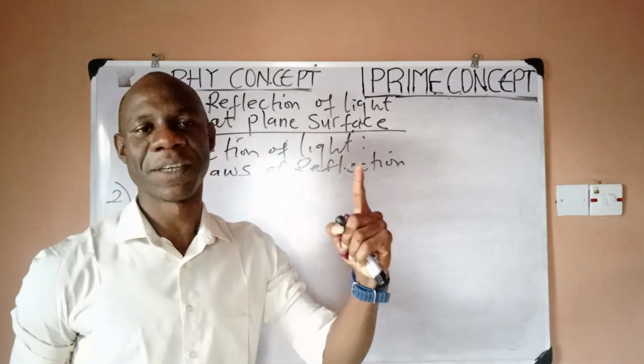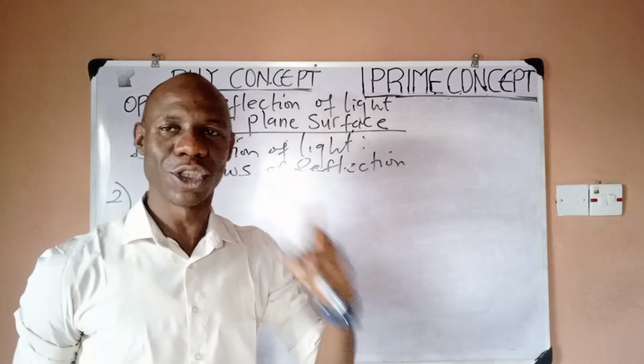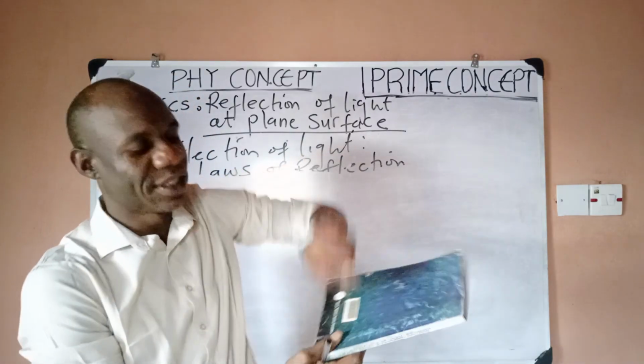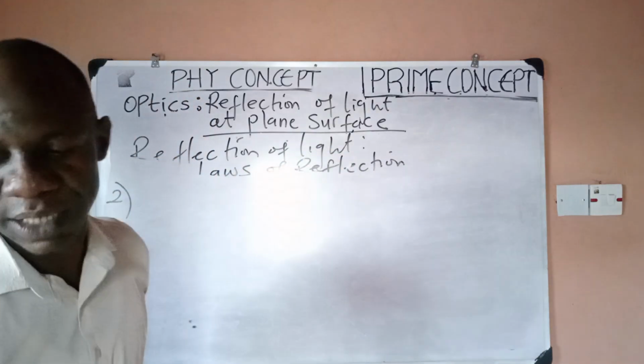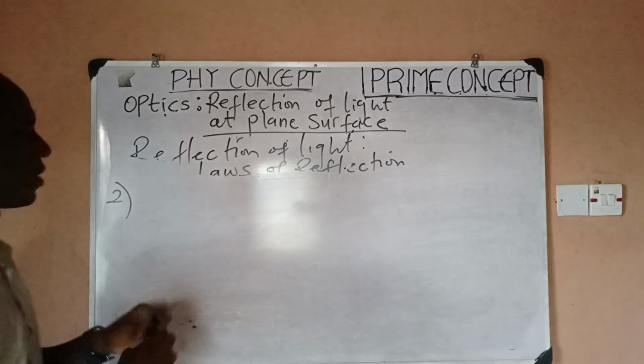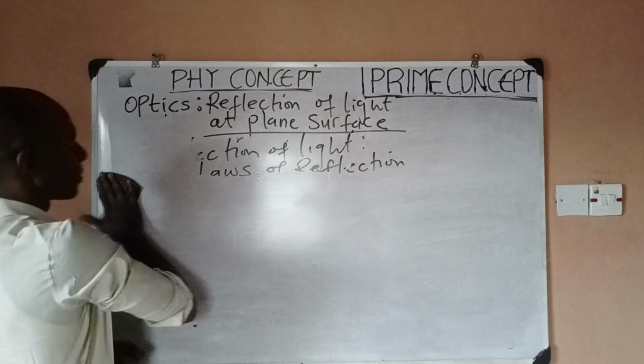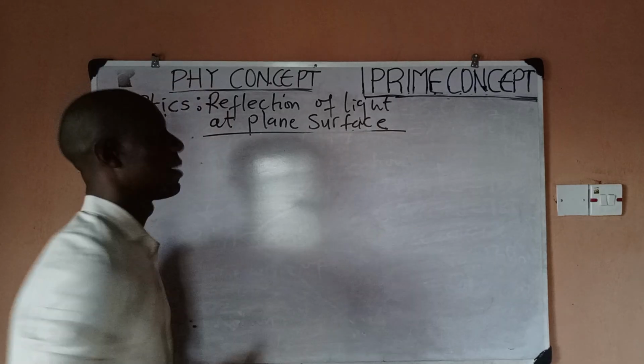Your incident ray, your reflected ray, and your normal at the point of incidence all lie on the same surface, on the same plane. That is what the law is telling us. So take note of it, write it down, so I don't waste your time here. I believe these things are very clear.